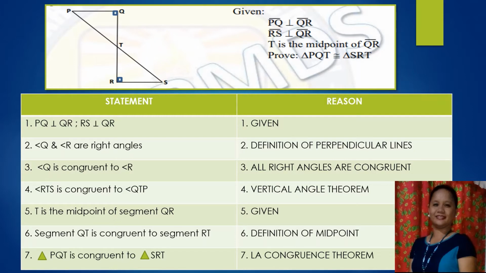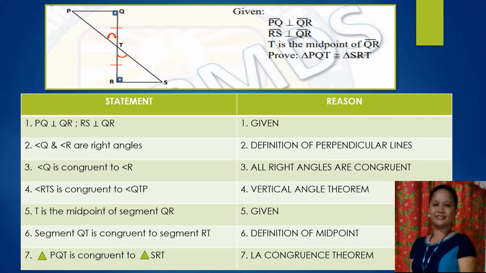We have number 4. We notice angle RTS is congruent to angle QTP because these two angles are vertical angles. And from the theorem, it was stated there that vertical angles are congruent. So that's why our reason is vertical angle theorem. Then we have T is the midpoint of segment QR. That's given. Now, since T is the midpoint, we can conclude that segment QT is congruent to segment RT. We got that concept from the definition of midpoint.